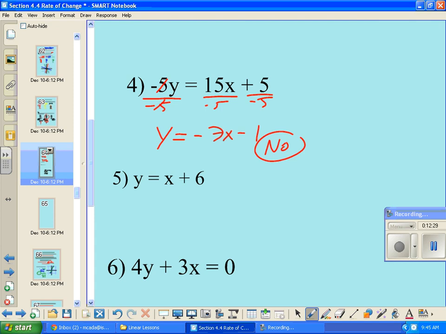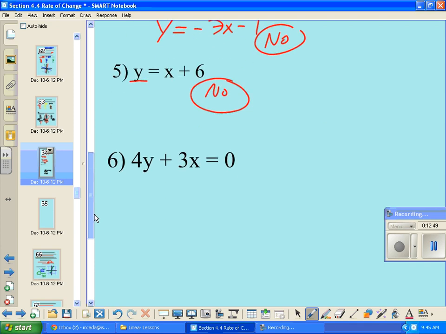Number 5, I don't even have to do anything with this one. This one is solved for y, so just realize that. It's just adding 6, but that's not a proportional relationship. When we have one of these types, it's when we have something multiplied by x, and that gets us to y. That's the relationship between the 2 variables. So in this case, they're just adding 6 every time, but that's not what we're looking for in a proportional relationship.